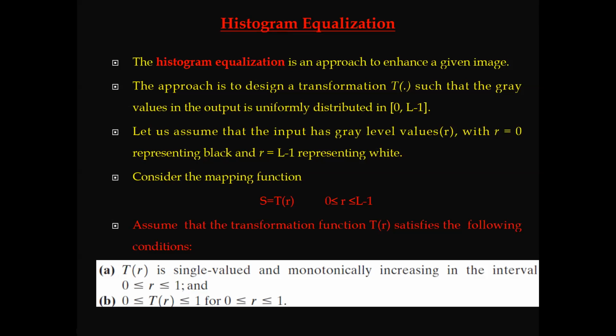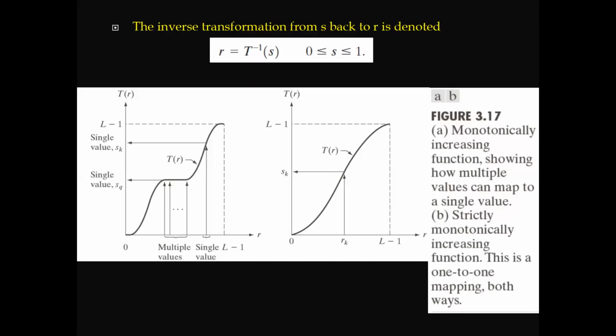T of r is single-valued and monotonically increasing in the interval 0 to 1, and 0 less than or equal to T of r less than or equal to 1 for 0 less than or equal to r less than or equal to 1. Now here is a transformation curve. The first transformation curve is a monotonically increasing function showing how multiple values can be mapped into a single value. Here you can see multiple values on the x-axis are mapped into a single value on the y-axis, that is s_q. Okay, so it is one type of transformation curve, a monotonically increasing transformation curve.